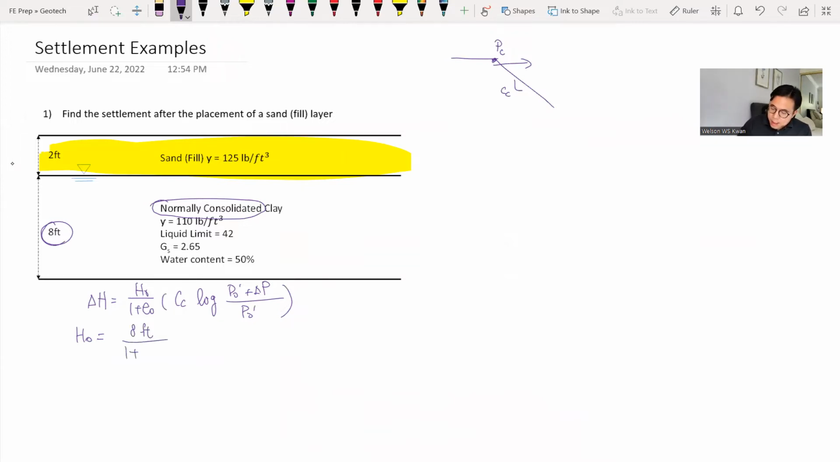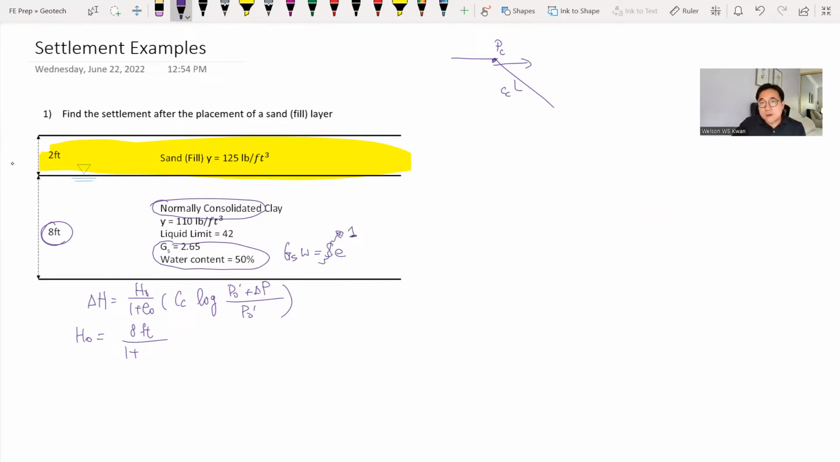And 1 plus e naught. e naught is not given in this equation, but it is given by G sub S and the water content. Whenever you're asked about void ratio, and you realize that the question gives you the specific gravity, G sub S, and water content, automatically think of this equation: S e equals G sub S times w. G sub S is the specific gravity, w is the water content, and S is the saturation. When your clay is under the groundwater table, you can pretty much assume it is fully saturated.